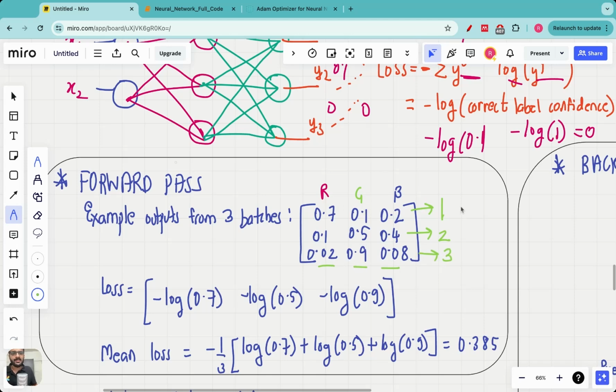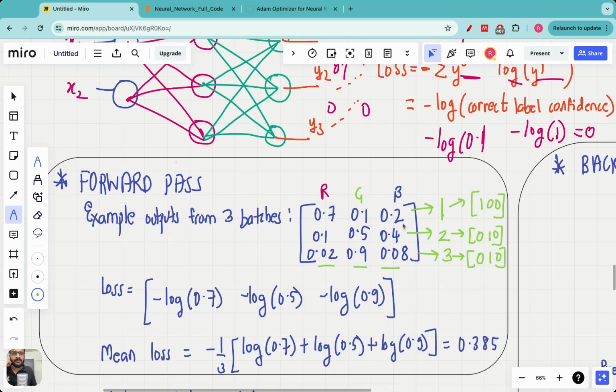For these three batches, the true label for the first batch is 100, which is red. For the second batch, the true label is green, which is 010. And for the third batch also, the true label is green, which is 010. Now I want to find the loss, right? As I mentioned, we'll do it batch by batch.